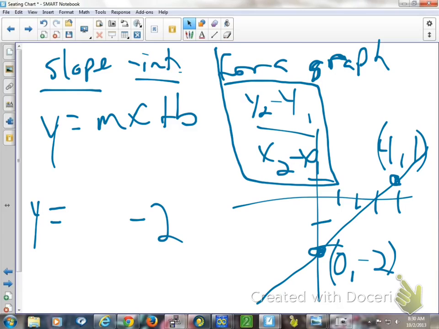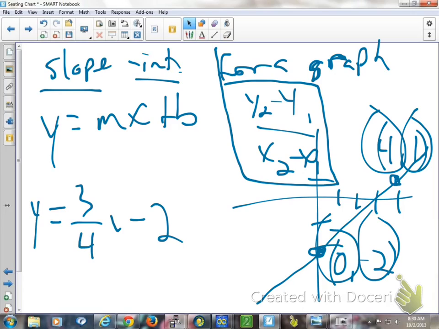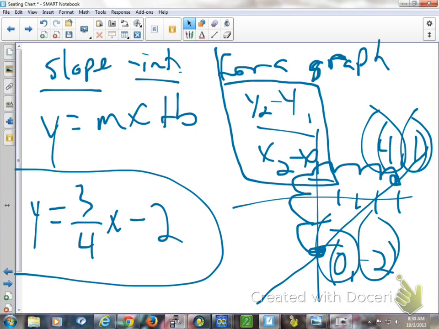3/4. That's correct. y2 minus y1 over x2 minus x1 should have given you positive 3/4. I guess you could have counted it. It went up 1, 2, 3, and then over 1, 2, 3, 4. But I don't like to trust that kind of stuff. What is it? It's down here. y equals 3/4 x minus 2.